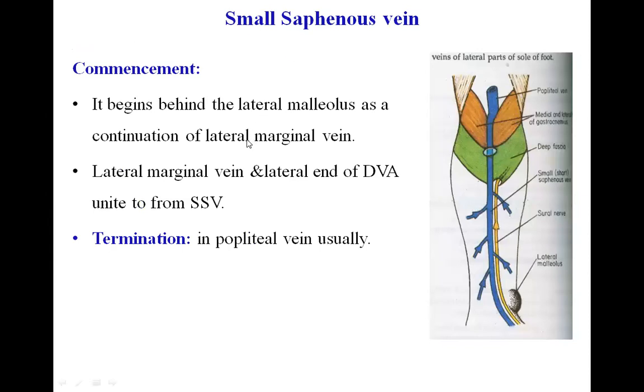Small saphenous vein. It begins behind the lateral malleolus as a continuation of the lateral marginal vein, or it may form by the union of the lateral marginal vein and the lateral end of the dorsal venous arch. It terminates in the popliteal vein. So here it terminates in the popliteal vein.